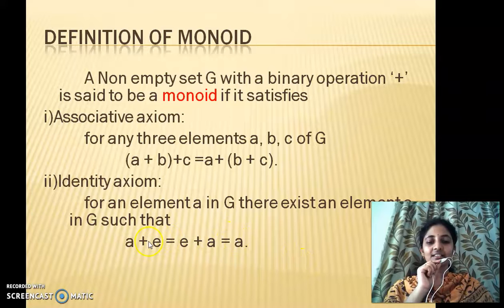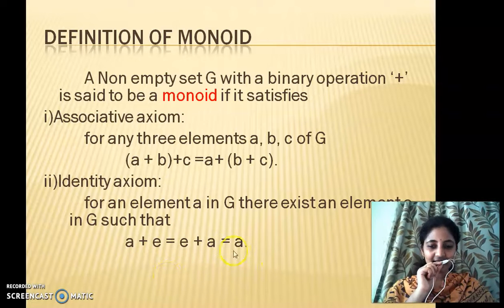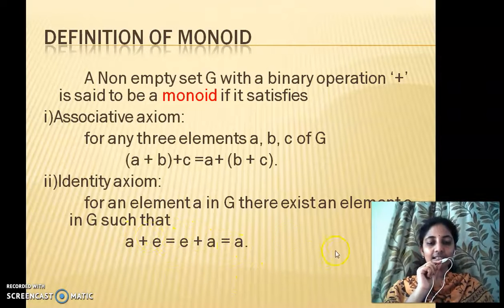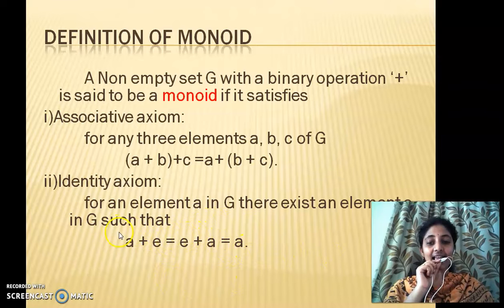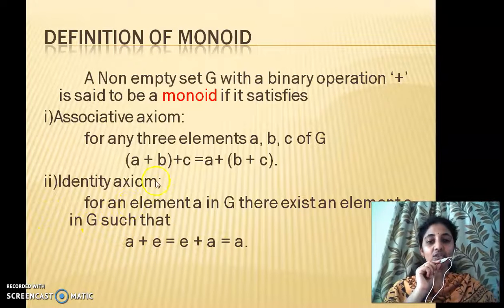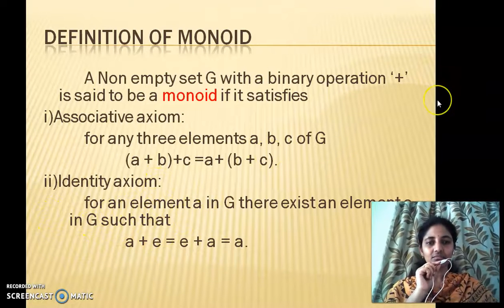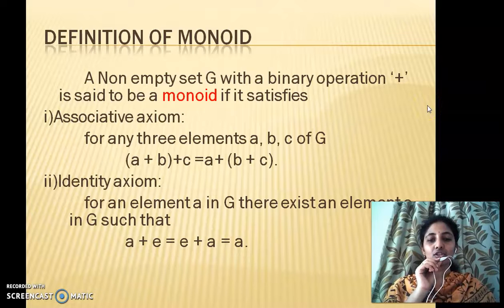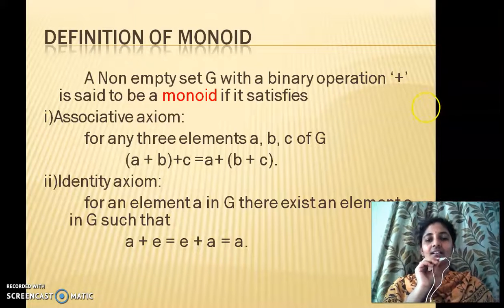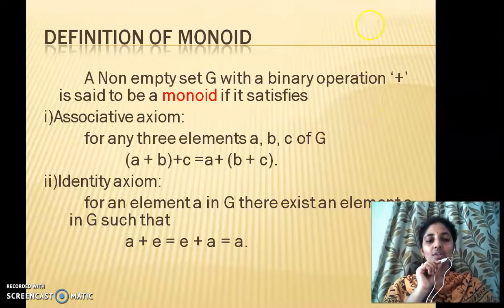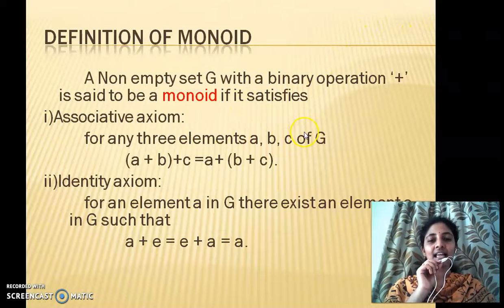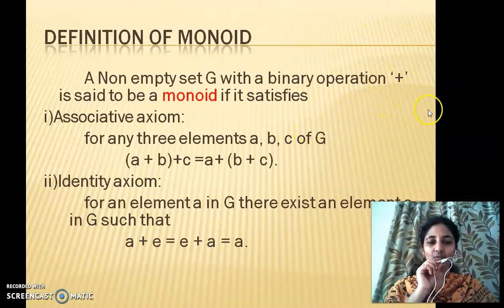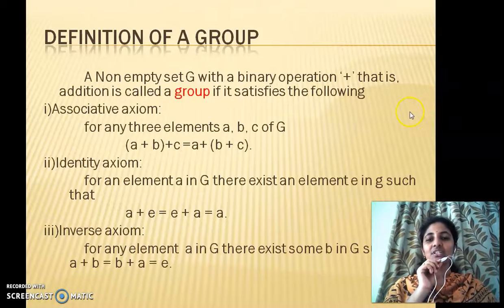That means if this condition is satisfied, we call this element e an identity element of the set G. Here this monoid can also be defined as a semigroup which satisfies the identity axiom. Definition of a group.